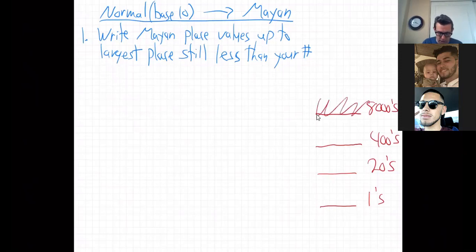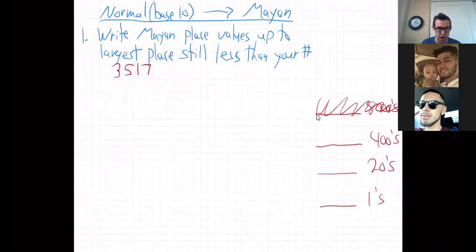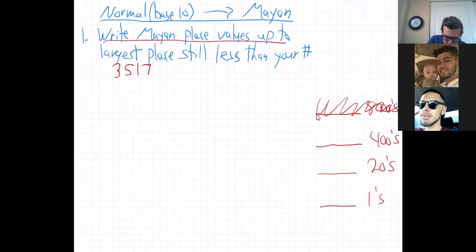Forget it. Why? Well, my number's 3517. So we don't need any 8,000s. Does that make sense? To represent 3,517, you don't need any 8,000s. So that's what I mean by write the Mayan place values up to the largest number that's still less than your 3,517. So I'm going to stop at the 400s place. That's as big as I need to go. So that's the first step.